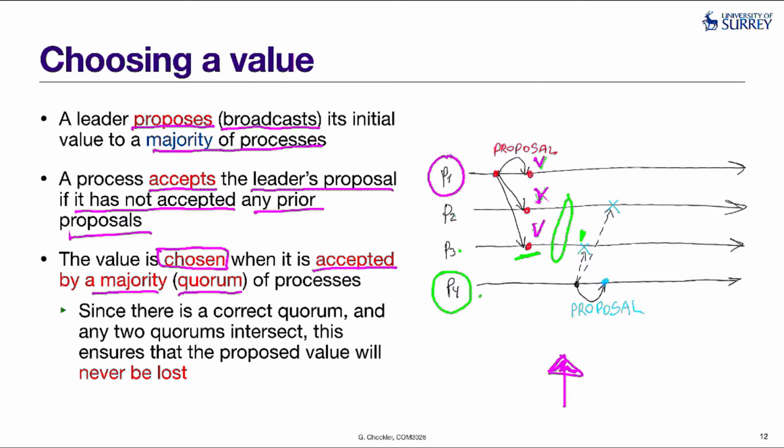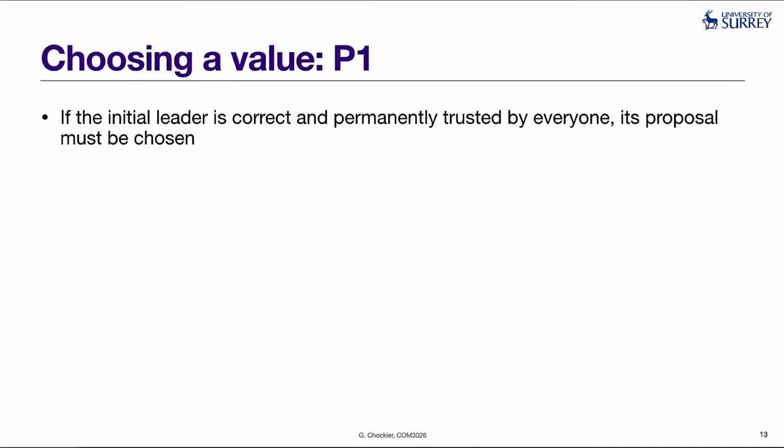Okay, so this algorithm is simple, and it's already moving in the right direction, but it is not, of course, fully correct. So it's oversimplifying a lot of things. So to understand where the difficulty is, we need to pay attention to the following constraint. So if the initial leader is correct and permanently trusted by everyone, so if we have a good leader right away in the system, then the algorithm must ensure that its proposal is chosen.